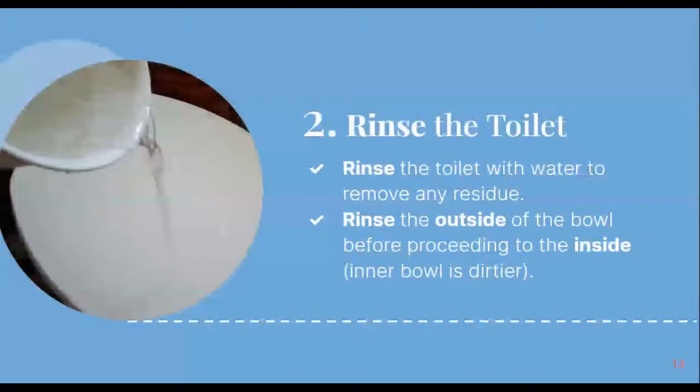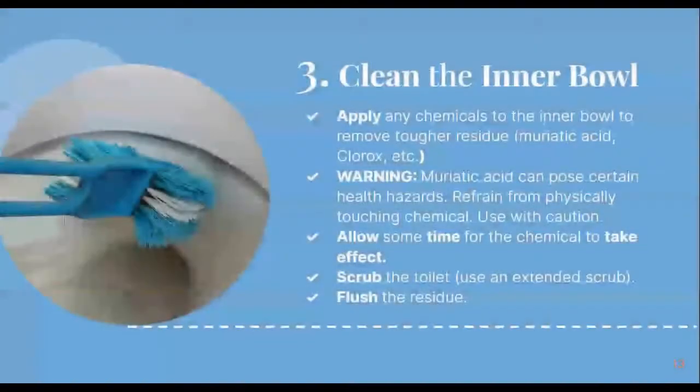Before actually proceeding to applying anything, you will proceed to step 2, rinse the toilet. So we'd rinse the toilet with water to remove any outlying residue. So any residue that happened to be on the toilet surfaces, you want to do so. Rinse the outside of the bowl before proceeding to the inside of the bowl. Because again, the inner bowl is a lot filthier, and that is the crucial part that you would proceed to first. So we proceed to step 3, one of the more thorough processes, cleaning the inner bowl.